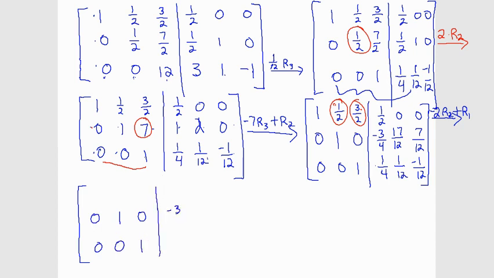We got negative 3/4, 17/12, 7/12, 1/4, 1/12, and negative 1/12. Okay. Pause to check, make sure I'm all good at this stage. Yeah, I'm all good at this stage.